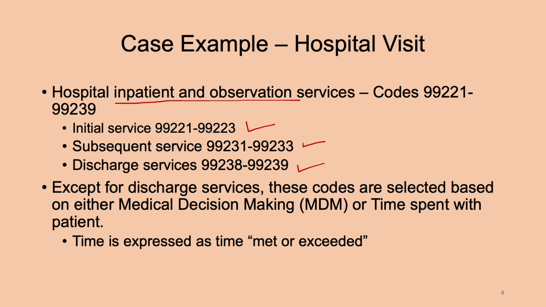So except for the discharge services, these codes are selected based on either medical decision making or time spent with the patient or reviewing the notes. So remember that in office or outpatient visits, there's a range of time, like 19 to 22 minutes. For these codes, it's one specific time which must be met. That's the minimum amount of time. It may be exceeded. There may be a little bit more than that, but you must meet at least this level of time. So let's look at the case.